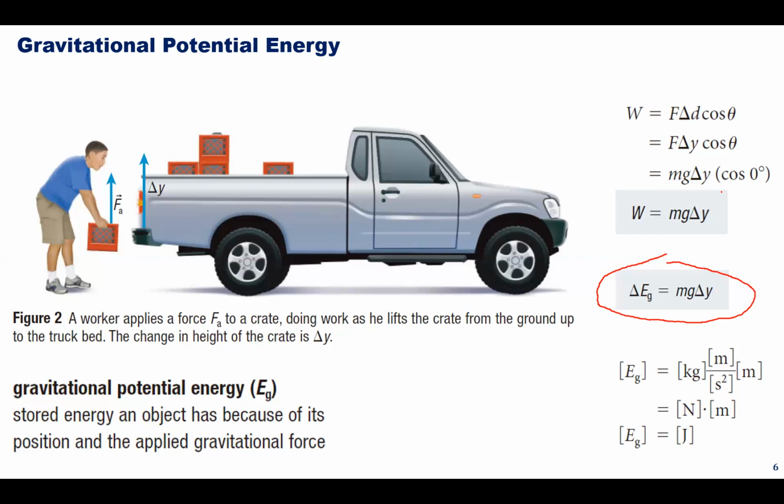At the same time, the object gains potential energy as its height increases. Whenever an object falls, the force of gravity will do work on the object, giving it kinetic energy according to the work energy theorem. At the same time, it loses gravitational potential energy.